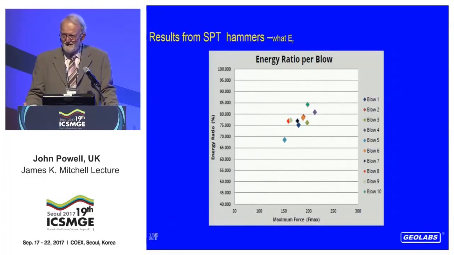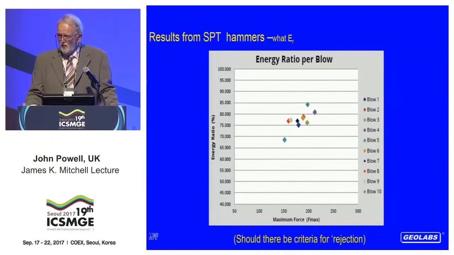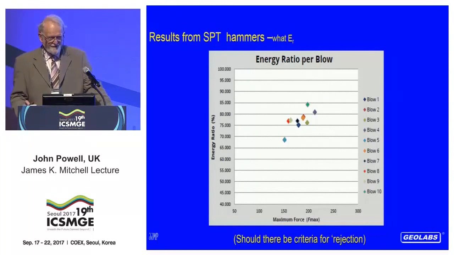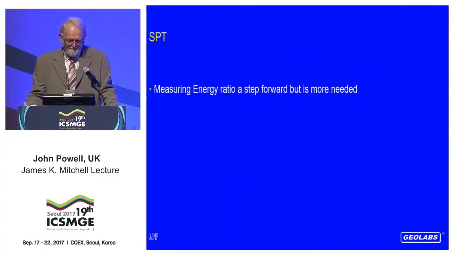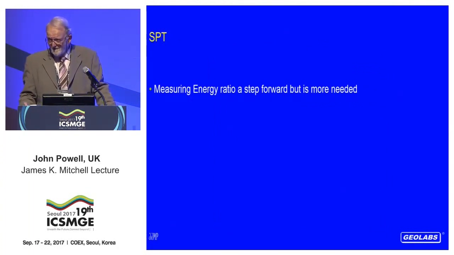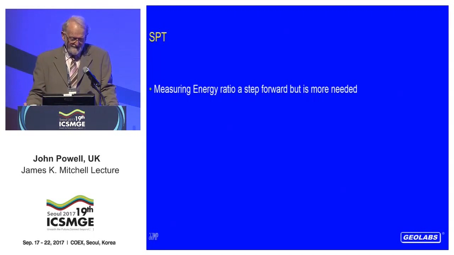The one thing the standard doesn't tell us, though, is what is the rejection criteria. So it tells us we have to do this calibration, but doesn't say when we should be throwing hammers out and saying that's a useless hammer to be used. So measuring energy ratio is a step forward, but there's a lot more needed to be done with the SPT to make it the reliable test.